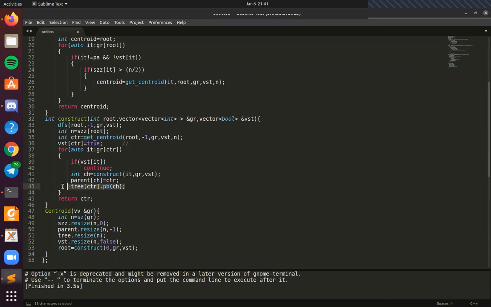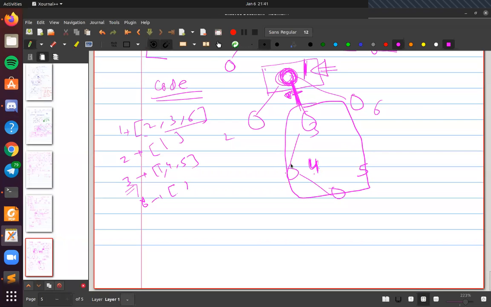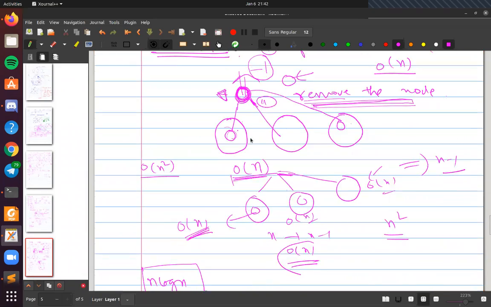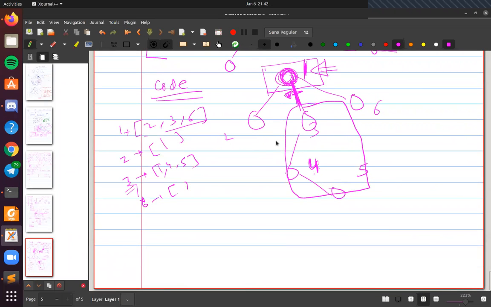Okay, so this is the centroid tree. So you're making a new tree. This is the centroid tree and this is the graph. So 4 is the centroid, so it should be pushed in this because we are making the centroid tree. So the construction is clear. And I have already proved the complexity is N log N. So now we'll move to the properties.